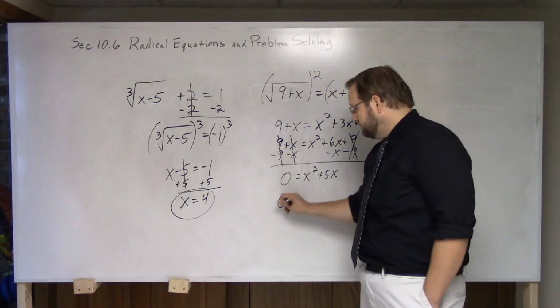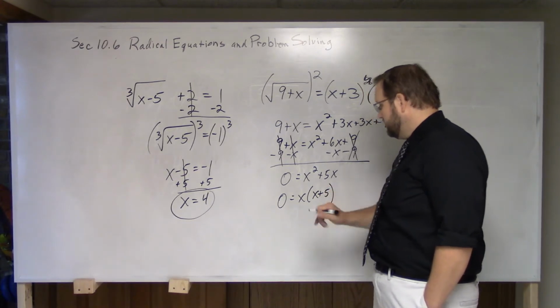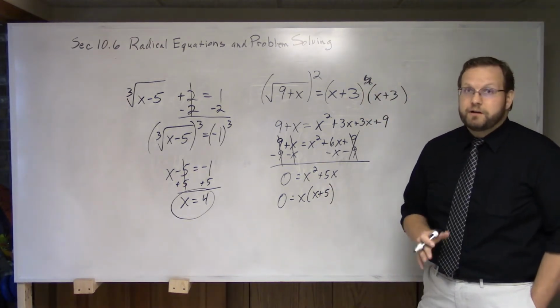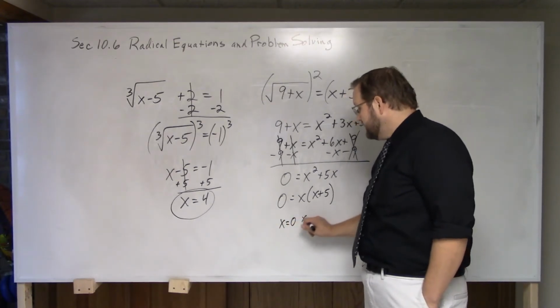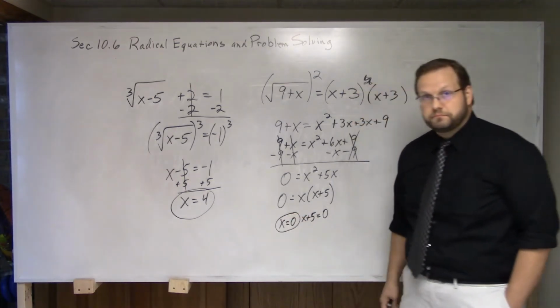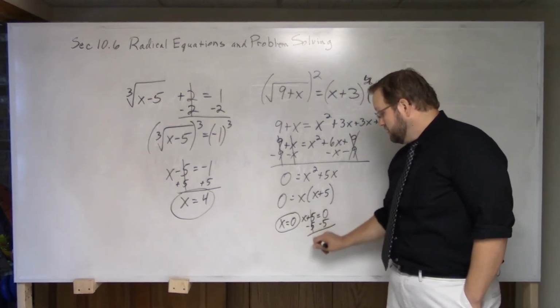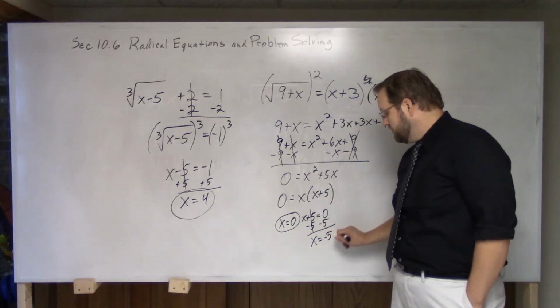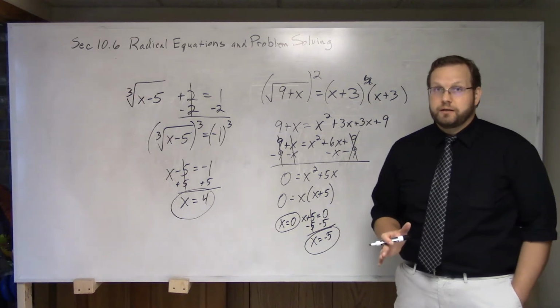So I pull out that GCF of x, and we're left with this. Very easy to solve. I set x equal to 0. I set x plus 5 equal to 0. This is done. The next one, I have to subtract that 5. And we have those. Now again, we have to check both of them.